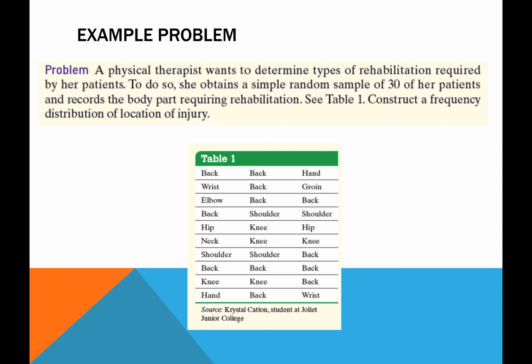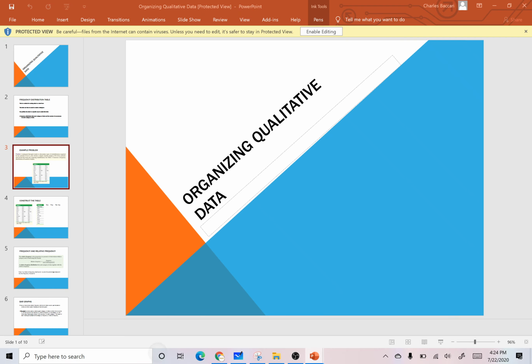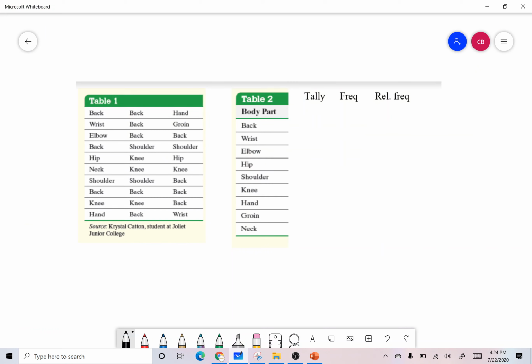So she has a list of problems suffered by her patients, and we're going to actually do this in this video. So I'm going to go ahead and pull this up. We've got back. So each back, I'm going to put a tally. 1 back, 2 back, a hand. Okay, then we've got wrist, 1 back, groin, elbow, back, back, shoulder, shoulder, hip, hip, and knee.